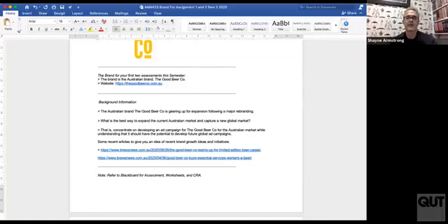For the Good Beer Company and for the Australian market, while understanding that it should have potential to develop future global ad campaigns. Some recent articles to give you an idea of recent brand growth ideas and initiatives that the Good Beer Company has been involved with.